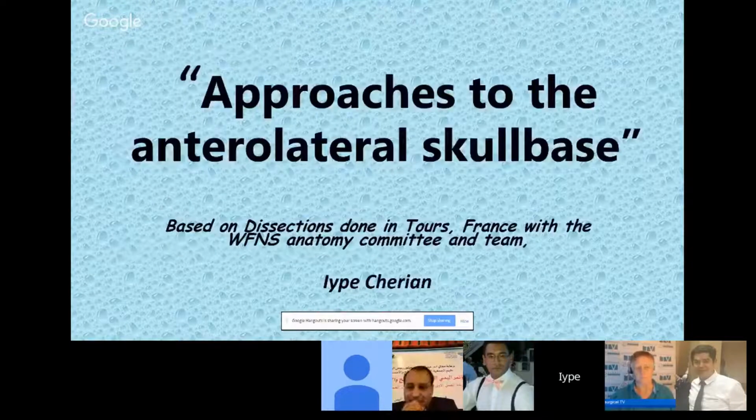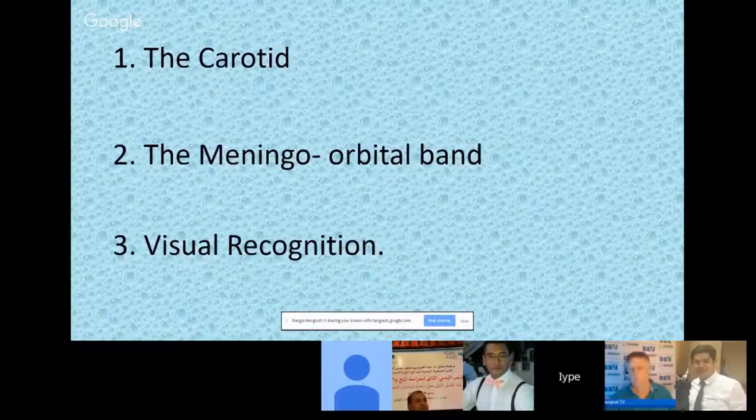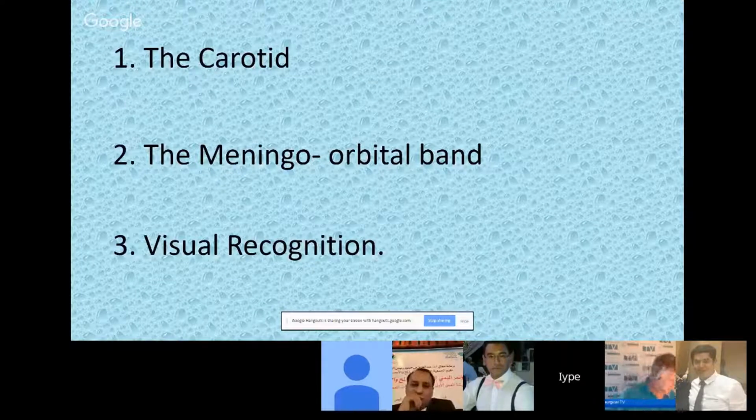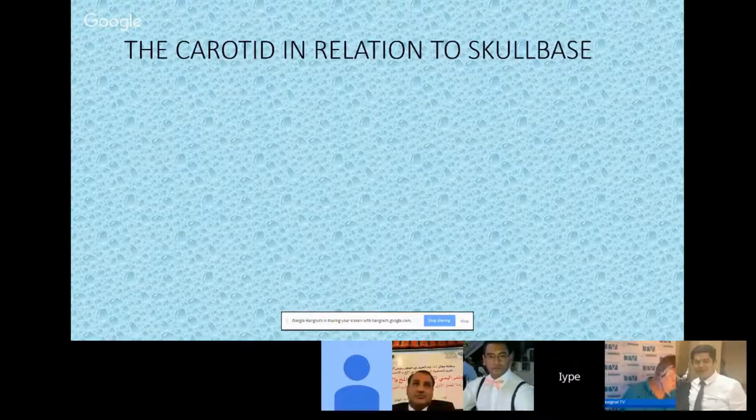So in anterolateral skull base, there are three things that help the surgeon become better and better. One is the carotid, one is the meningo-orbital band, and one is visual recognition. The carotid, if you know the segments of carotid, it really helps you because that is your biggest fear. As a skull base surgeon in anterolateral skull base, your biggest fear is the carotid. So we are going to talk about the carotid in relation to skull base.